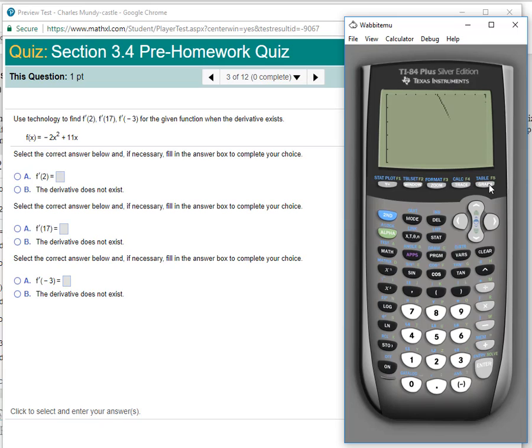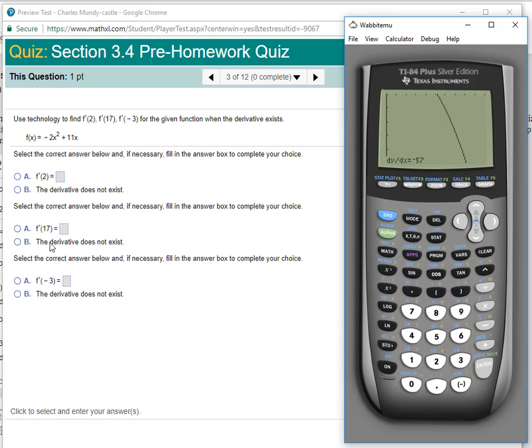We should hopefully see the part of the graph that we're looking for. So when x is equal to 17, I believe that's 20, 19, 18. So 17 will be right here. Let's go ahead and find that derivative now. We'll go to calc, press 6 again, and now we'll put in 17. Enter. The derivative is negative 57. So that answers the third part.